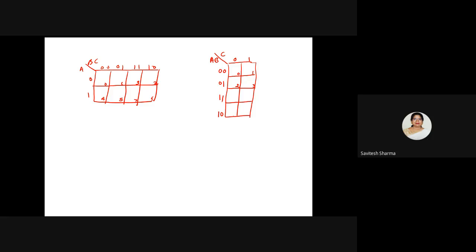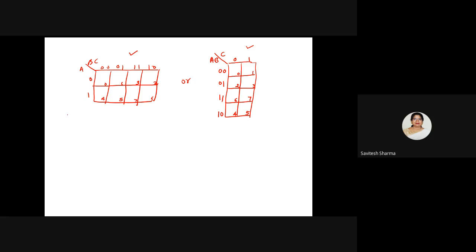Don't be confused. I am just telling you, in some books you will see it like this also. So please don't be confused. Either you can use this map or this map. Please set your mind on one map so that you can do things fast. Remember, either you use this map or that map. So let's suppose you are using this map.